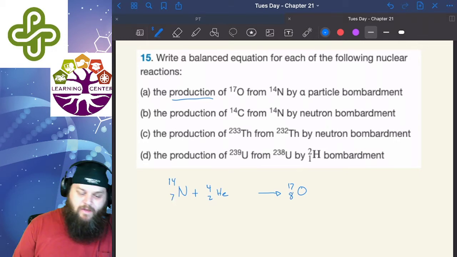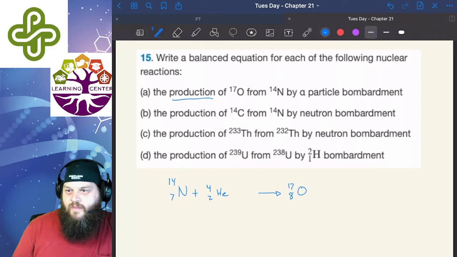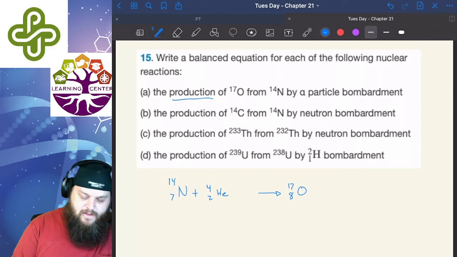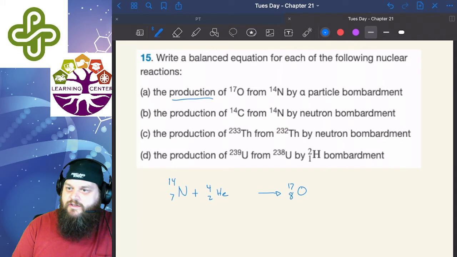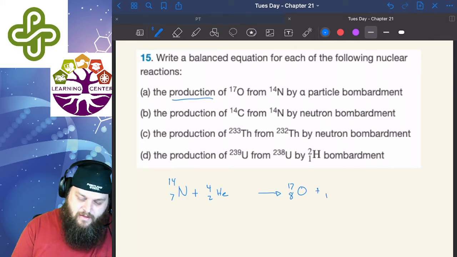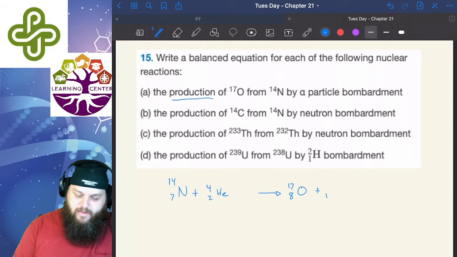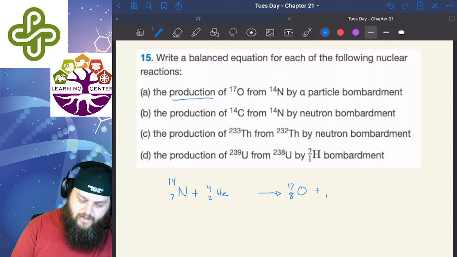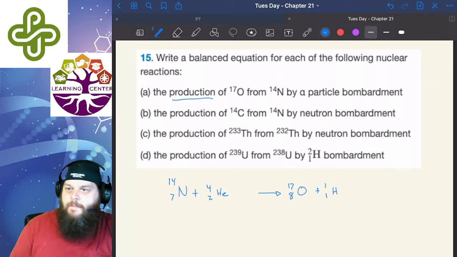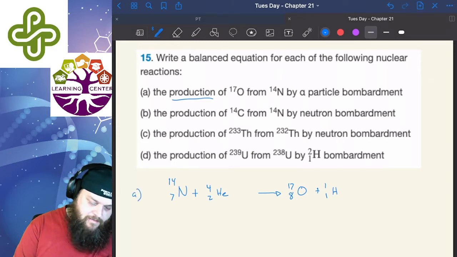So now we want to write that and balance the equation. So if we just look at this, 7 plus 2 is 9, and oxygen's an 8, so we were missing something. So I'm going to put a 1 over there for whatever we're missing. 14 plus 4 is 18, minus 17 is another 1, and we were missing a proton. So that was part A.